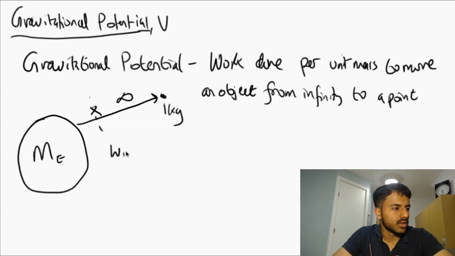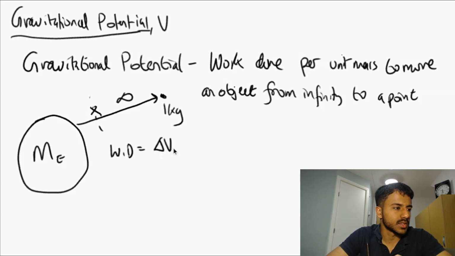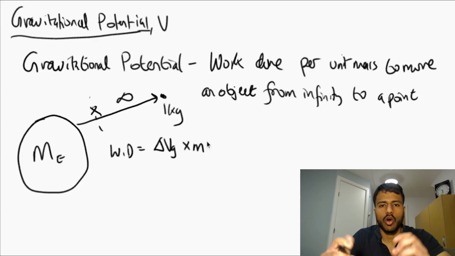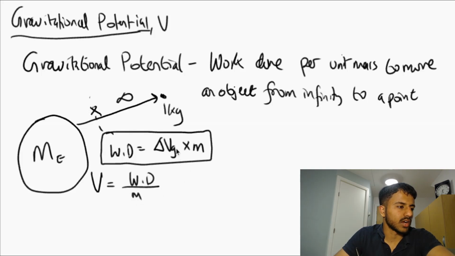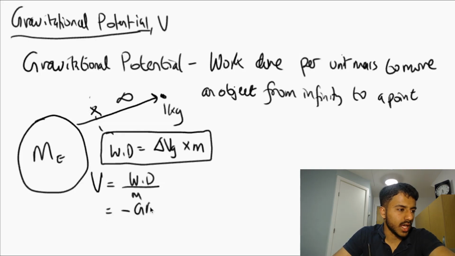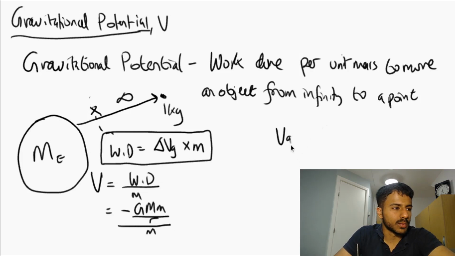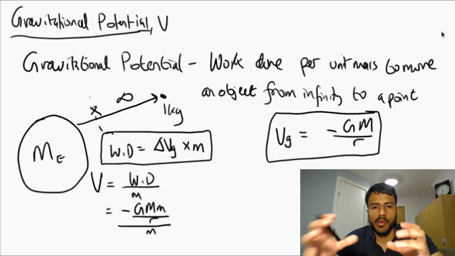The work done to move an object from one point to another is equal to the change in the gravitational potential multiplied by the mass of the object. So if we were to rearrange this equation, we can see that V is equal to the work done over m, and I've written a subscript g here to show that this is the gravitational potential. And we know that our work done equation was minus GMm over r, and we're dividing this by m. So we get that our gravitational potential is equal to minus GM over r. And that is how you work out the gravitational potential at a point that is a distance r away from a body of mass M.